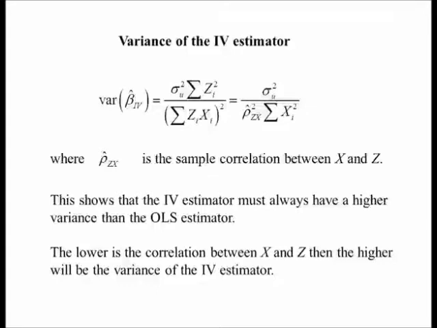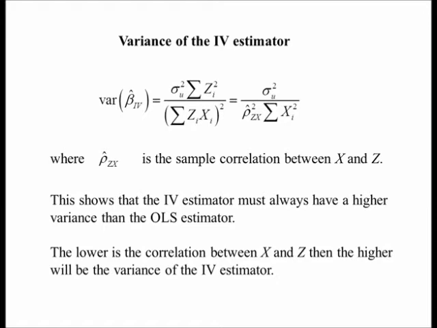So if we take this expression here, we've got sigma squared over the sum of x squared. Well, that's just the variance of the OLS estimator, but we're multiplying the denominator by a number that is less than 1. So we're reducing the value of the denominator, and therefore the overall expression must be greater than the OLS variance. I'll work this through in a little bit more detail in a minute. I just want to get the broad outline of the argument out of the way first of all. So we can show that the IV estimator must have a higher variance than the OLS estimator.